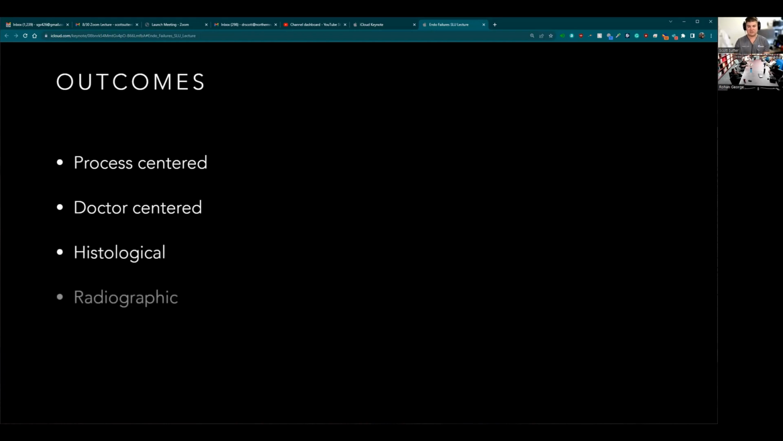So when we look at outcomes, there are different ways of measuring it. And the question is, who is measuring it? We're going to go through all these in more detail. You can have process-centered outcomes. You can have it centered on what the doctor wants. You can have it based on what it looks like histologically. You can have the radiographic, and that one obviously is very big for us in endo. We take mini snapshot outcomes every time we see a patient and look at the tooth. And then finally, you have patient or value-centered outcomes.